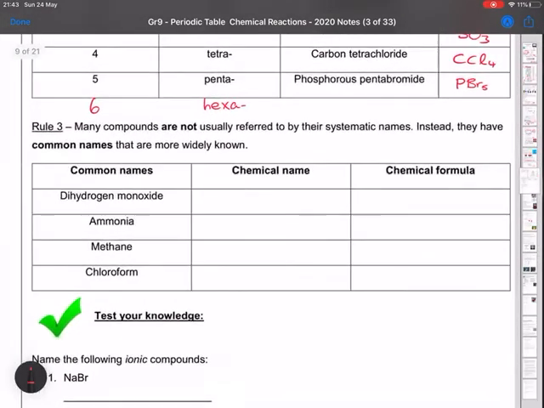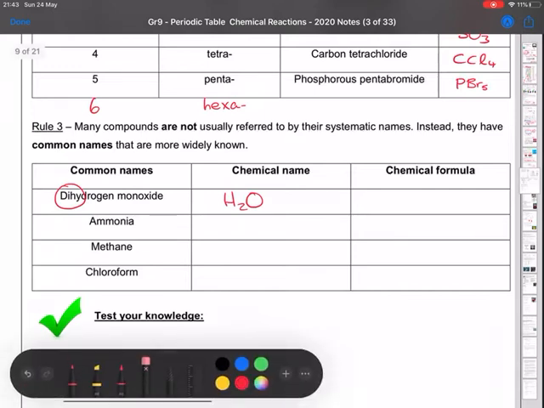Okay, now we've got another rule. Many compounds are not usually referred to by their systematic names. Instead, they've got common names that are widely known. So, for example, dihydrogen monoxide. Let's think of this. So di means 2. So we've got 2 hydrogens and 1 oxygen. And I hope you recognize that formula for dihydrogen monoxide as being the formula for water.